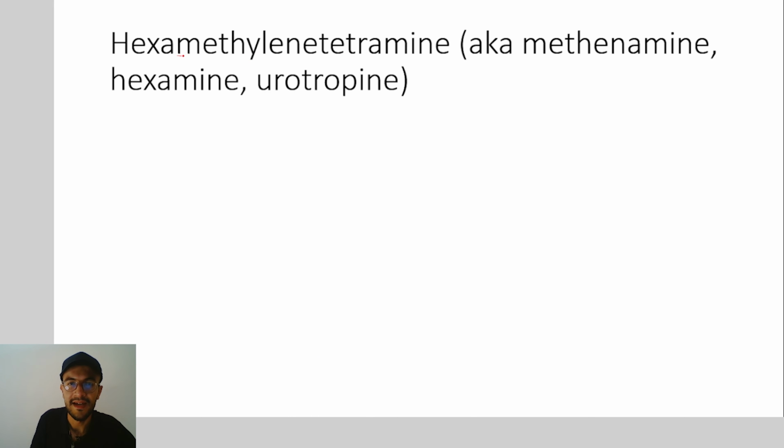Now let's talk about hexamethylenetetramine, also called methenamine, which is the most common name for this drug, and it also has other names like hexamine and urotropin. Regarding the pharmacokinetics of methenamine, as with the other urinary antiseptics, it is only available as oral, and it is not well tolerated by the patient.